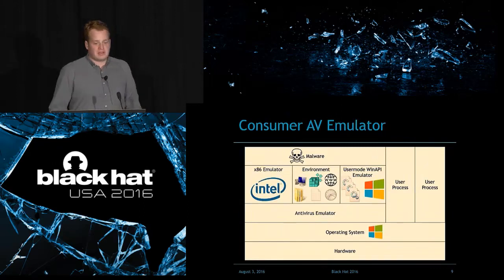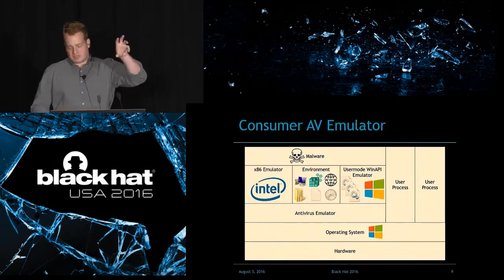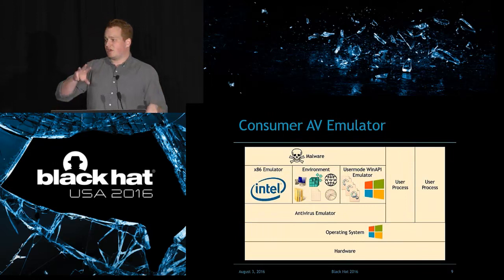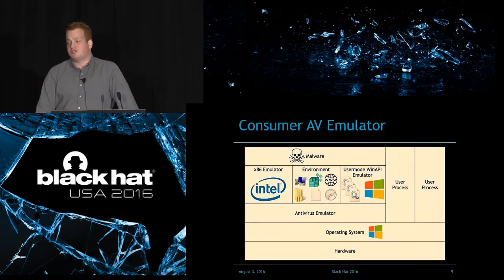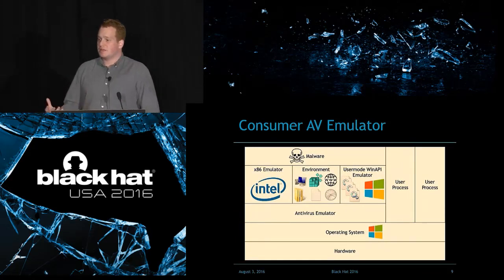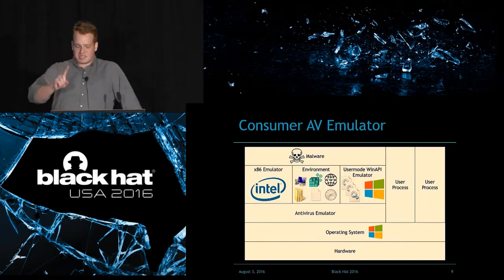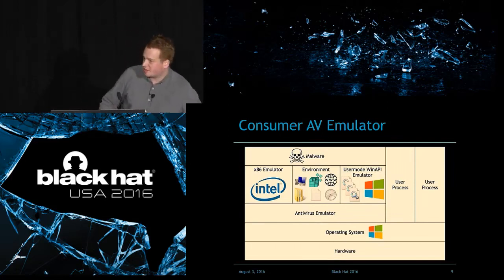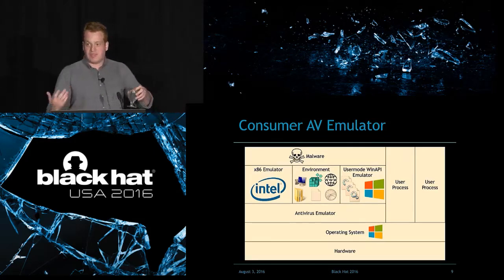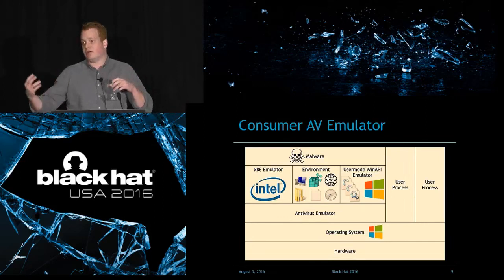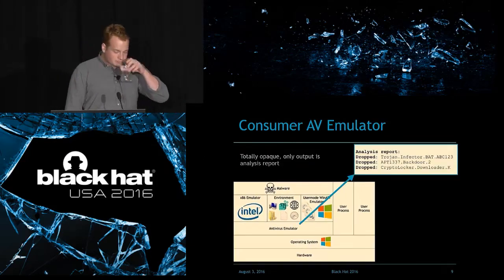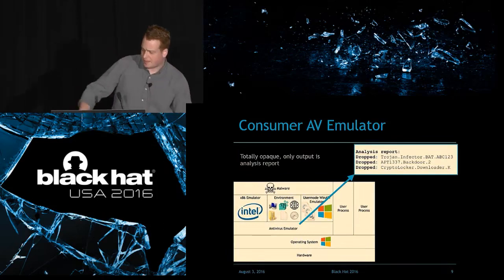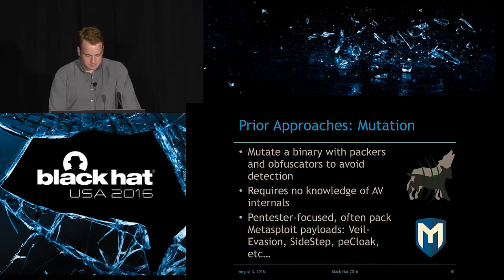Consumer AVs differ in that they're designed like this. You basically have on one side an x86 emulator, an emulated environment, and then also a user mode Windows API emulator, so emulating some subset of the Windows API. And they're just stepping through a malware binary, instruction by instruction with the x86 emulator, and then emulating certain Windows API calls when they happen. And then they have this fake environment, so when your malware does things like get username, they'll return a fake hard-coded username. And all they give is an analysis report that just says what malware they found.